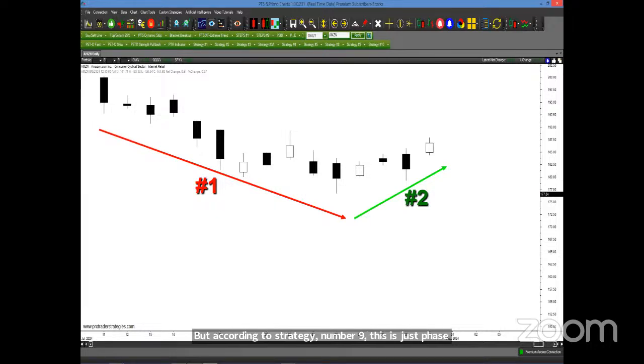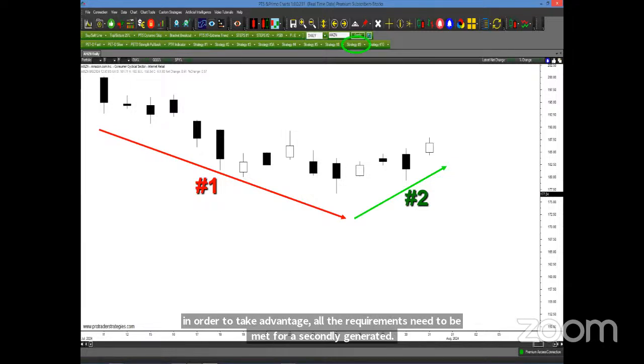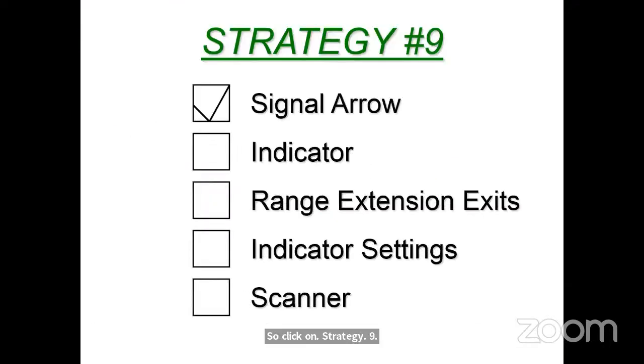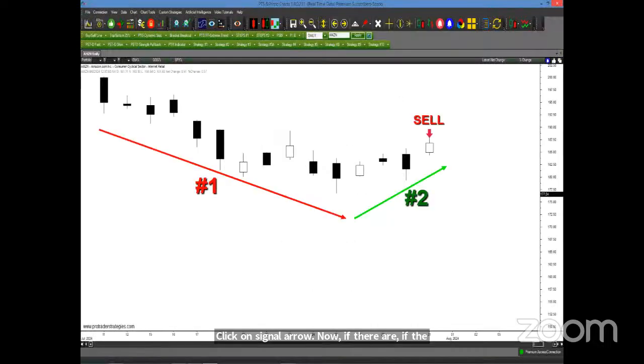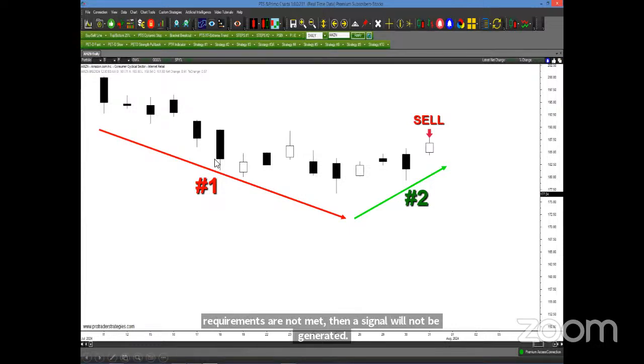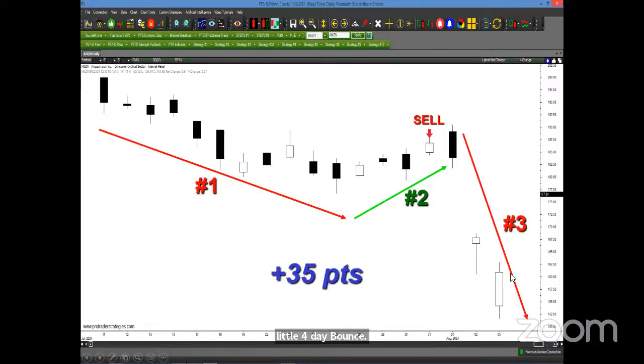This is where most students fail trading pullbacks, because they think that it's time to buy. Actually, you should be looking to go short. But in order to take advantage, all the requirements need to be met for a sell signal to be generated. So click on strategy 9, click on signal arrow. Now, if the requirements are not met, then a signal will not be generated. But in this case, one was right here at the top of this little 4-day bounce. And look what happened. In the next 3 days, it fell 35 points. Okay? This is why most traders lose, myself included, because you're out of sync with what phase you're in.